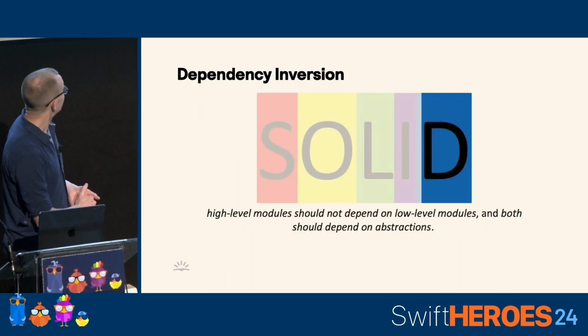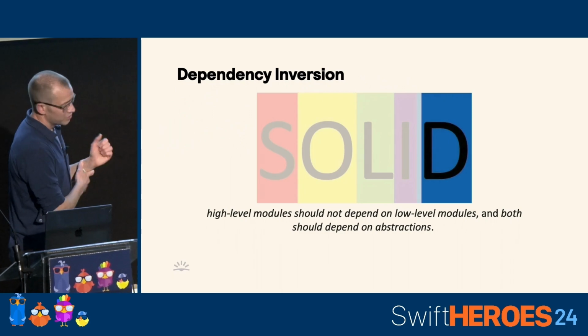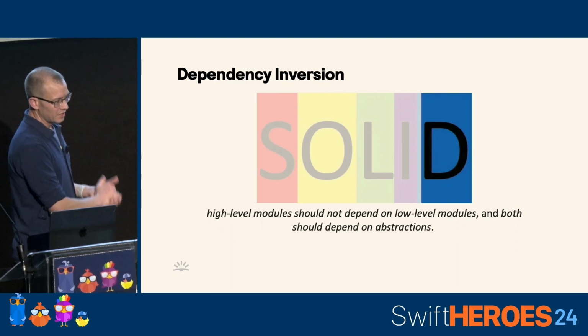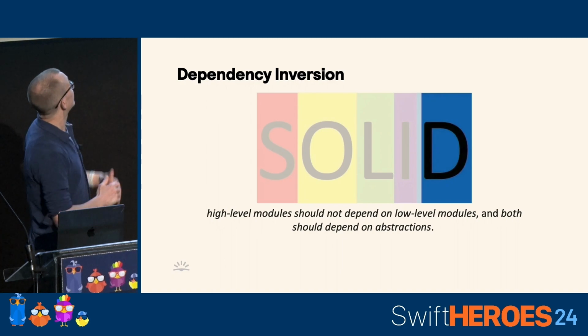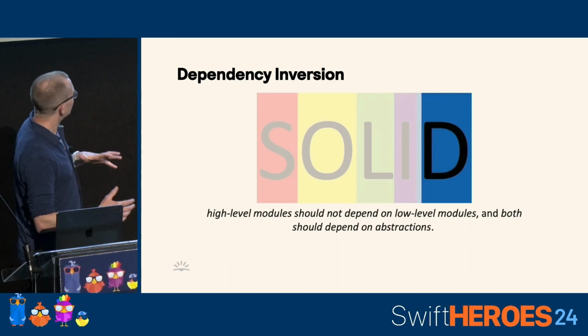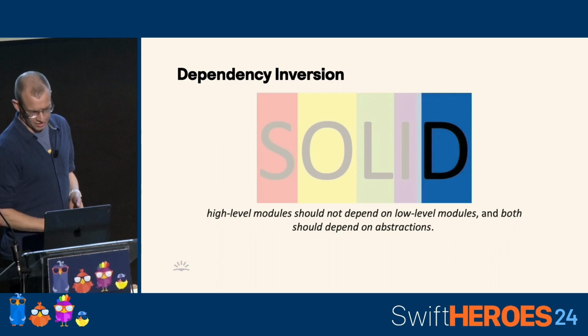Now, the first thing I want to say is it is not new at all. I don't know if you guys know about the SOLID principles of coding. These were coined or published years ago, and the big D at the end there is dependency inversion. And it states, amongst other things, that a high-level module should not depend on low-level modules, and both should depend on abstractions.